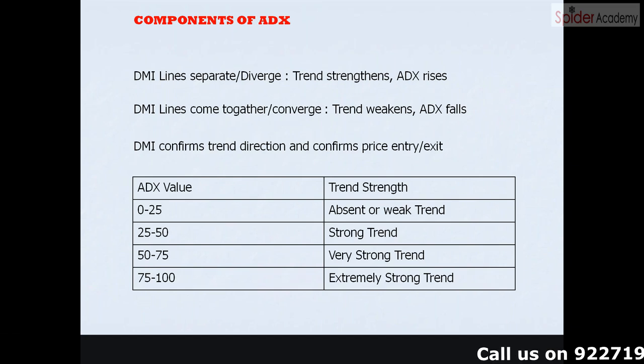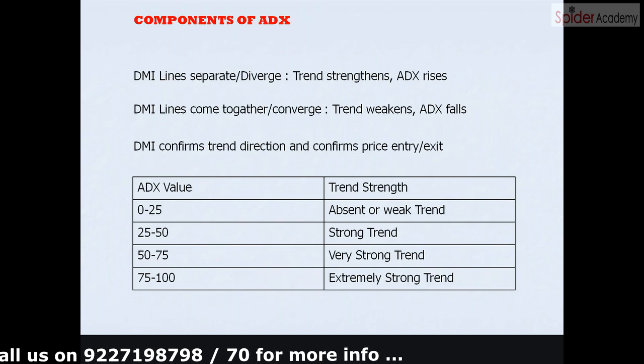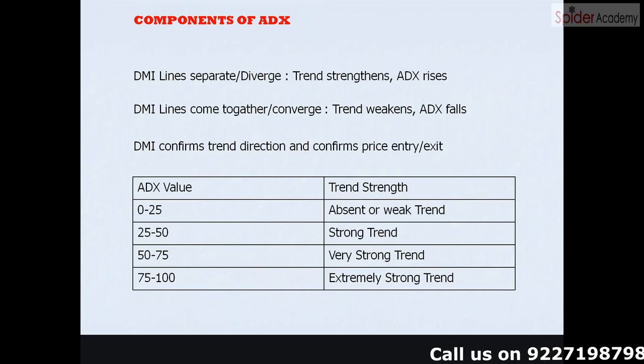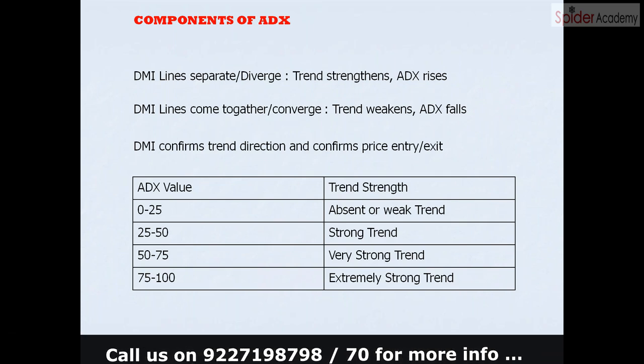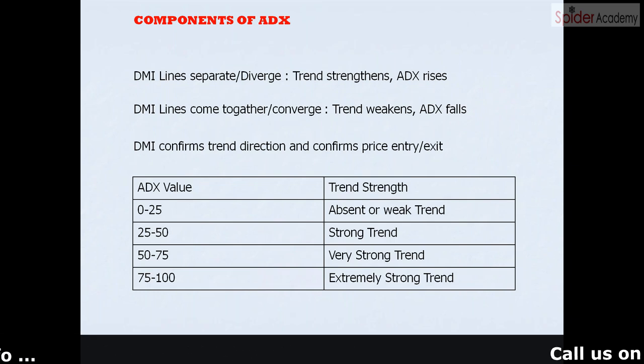Now we have identified some average figures. ADX value 0 to 25, absent trend or weak trend. There is no trend. 0 to 25 के value में it's a sideways zone, no trading zone. Above 25, a new trend starts, strong trend. 25 to 50 is a trending market when you get trend. 50 to 75, very strong trend, and 75 to 100, extremely strong trend.